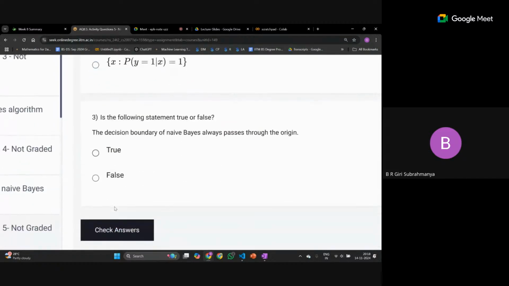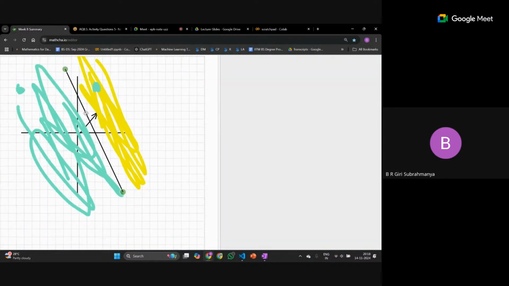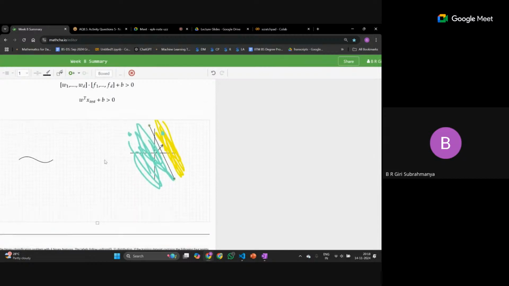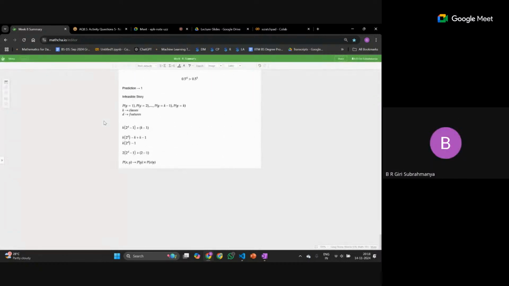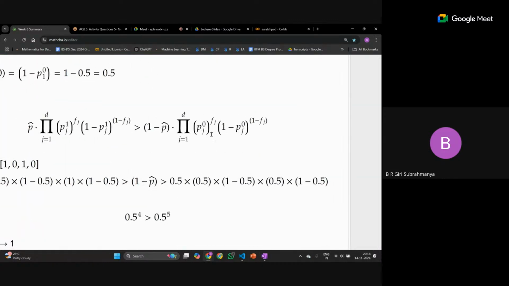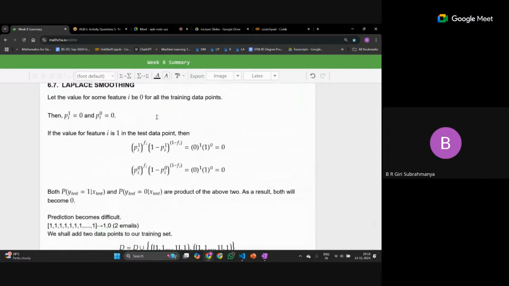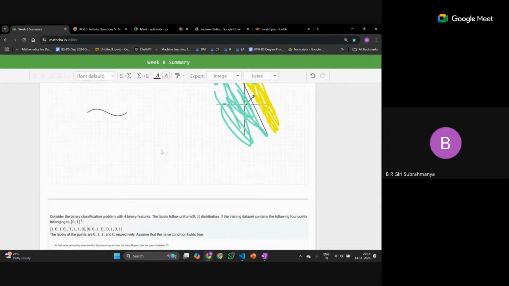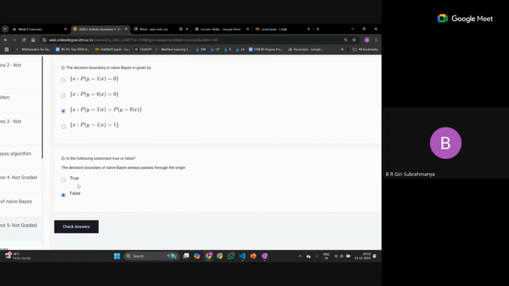Okay. Now, next one. Should the decision boundary of naive Bayes always pass through the origin? Again, not necessary, correct? Because that depends on B, the constant. It's not a constant, it will change as we change the P, but it was constant in the context of this W. Other than the dot product, the remaining things we consider as some B. Now it need not pass through the origin again.